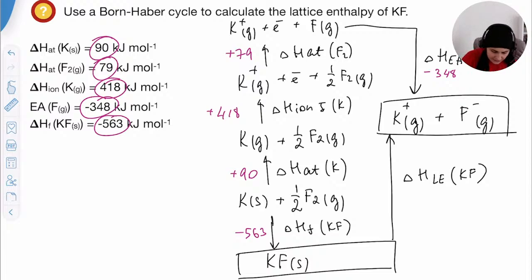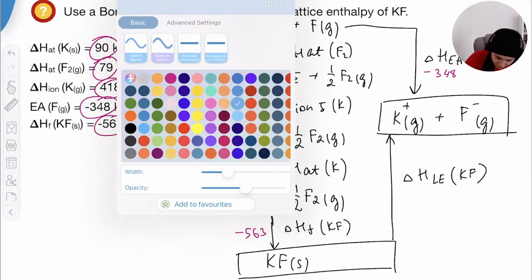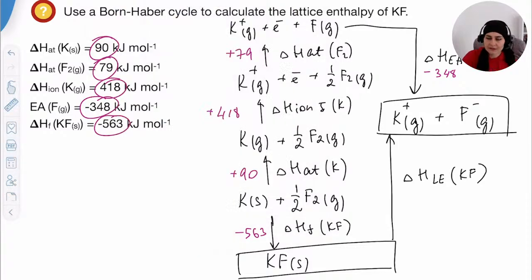Right, let's check just in case. So formation negative 563, atomization of potassium 90, ionization of potassium 418, atomization of fluorine 79, and electron affinity minus 348. Okay, and then this would be my direct route. So I need to find the lattice enthalpy of KF. So that's my direct route.